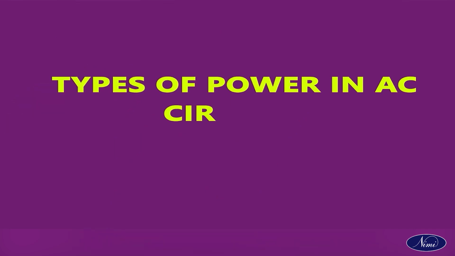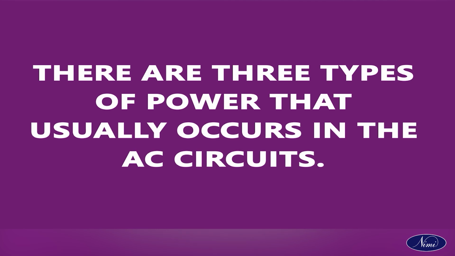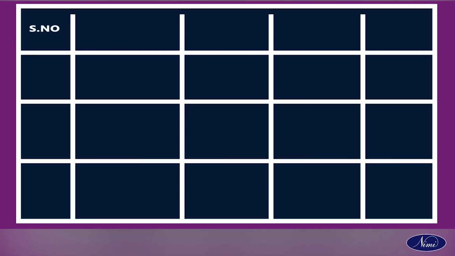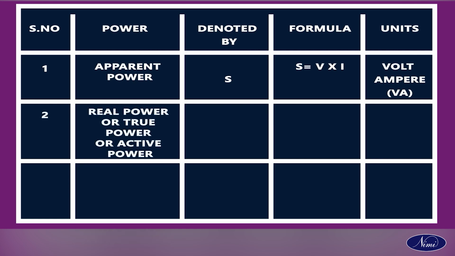Types of power in AC circuits. There are three types of power that usually occur in the AC circuits. 1. Apparent power, denoted by S. Formula is S equal to V into I, and unit is volt ampere, VA. 2. Real power or true power or active power, denoted by P. Formula is P is equal to V into I cos phi. Unit is watt.